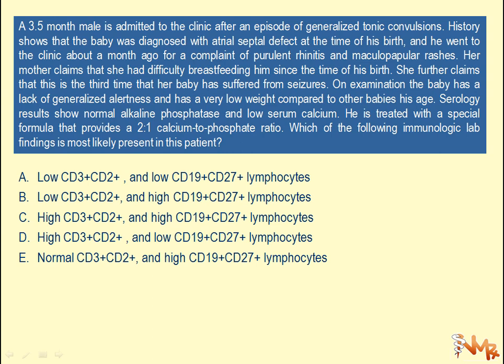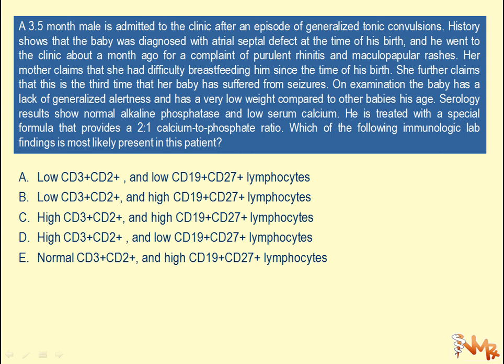On examination, the baby has a lack of generalized alertness and has a very low weight compared to other babies of his age. Serology shows normal alkaline phosphatase and low serum calcium. He is treated with a special formula that provides a 2:1 calcium to phosphate ratio. Which of the following immunologic lab findings is most likely present in this patient?